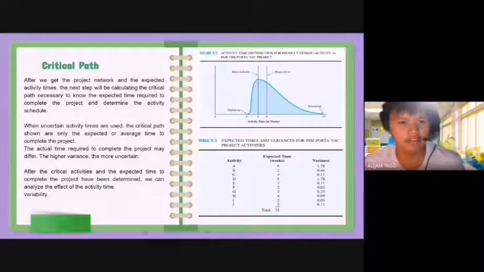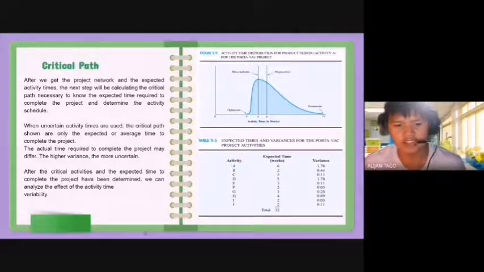Critical path. After we get the project network and the expected activity times, the next step is for the business to calculate the critical path, which is important to know the expected time required to complete the project, and also to determine the activity schedule. When uncertain activity times are used, the critical path shown only gives the expected or average time to complete the project. The actual time required may differ. The higher the variance, the more uncertain.